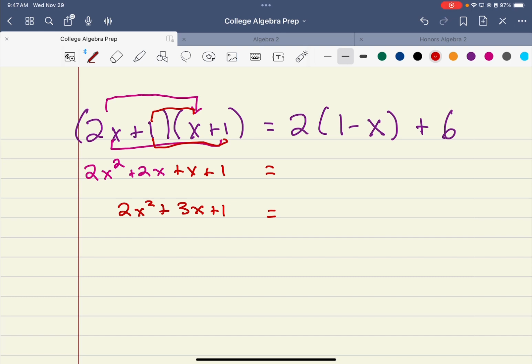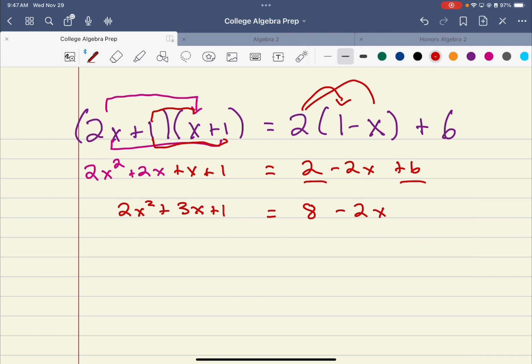Now I have to distribute and combine like terms on the right-hand side. 2 times 1 is 2. 2 times negative x is negative 2x, plus 6. And again, I'm going to combine like terms. So 2 plus 6 is 8. So that's 8 minus 2x. Okay, this looks a lot better now.